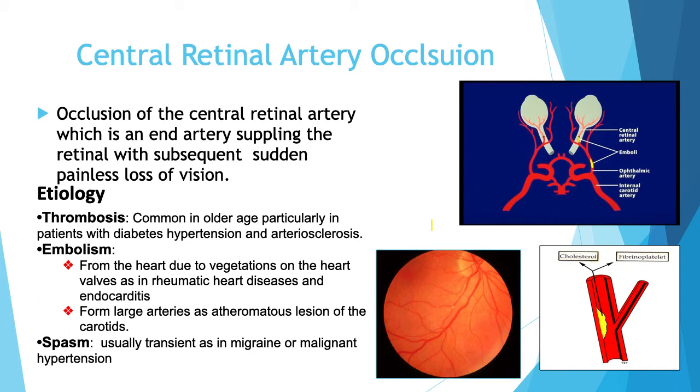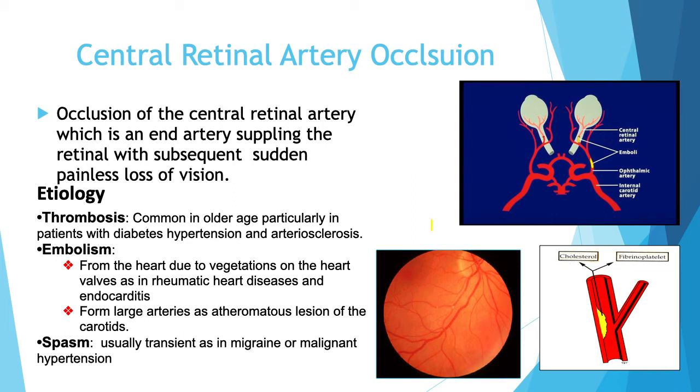The second common cause is embolism. Embolus means some foreign material is inside the artery. It could be, again, a thrombus coming from the heart, or different material like vegetations on the heart valve in rheumatic heart disease and endocarditis. It can also come from the large arteries, like an atheromatous lesion in the carotids. As we can see here, there is an atheromatous lesion where cholesterol is deposited, and then showers of this cholesterol move with the circulation. These are examples of embolism. It comes from the carotid, large arteries, and moves to the central retinal artery.